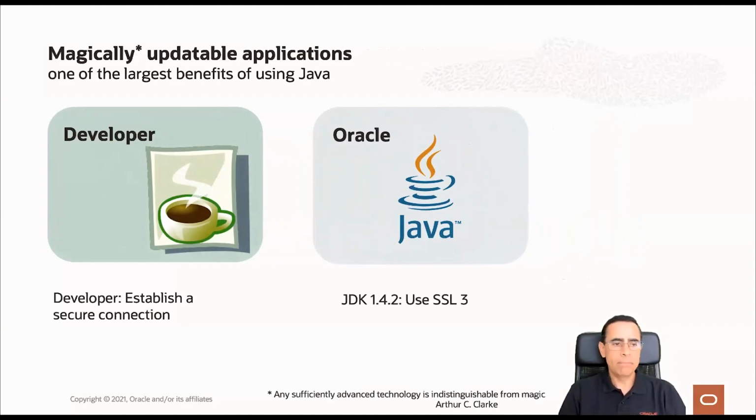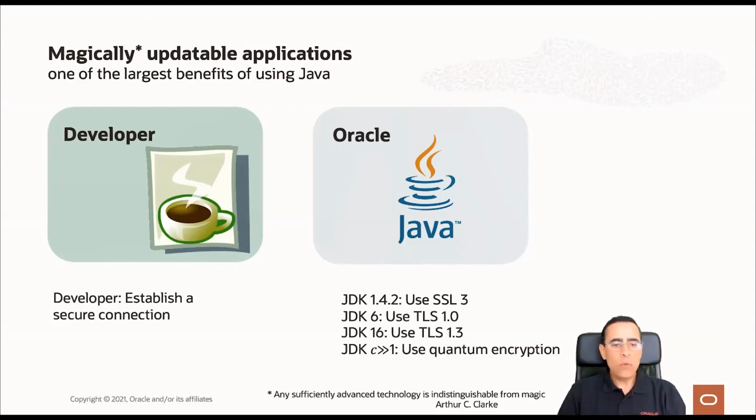Let's see an example. Back in the days of JDK 1.4.2, if I had written a Java application that used the JDK libraries to establish a secure connection, it would have used SSL3, which was, at the time, the industry standard. By updating to JDK 6, the system administrator in charge of this application will make the application switch to TLS 1.0 without the developer having to change a single line of code or even having to recompile anything. Once you move to JDK 16, the same application will connect with TLS 1.3. And in this way, an application can use an encryption that didn't even exist when it was written, all thanks to being able to update the runtime separately from the application.